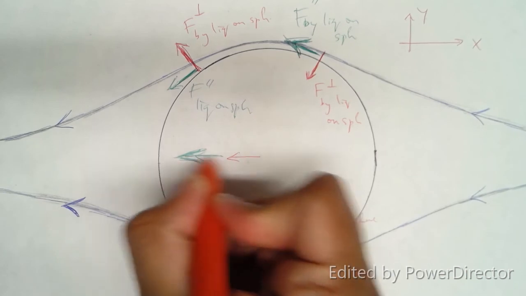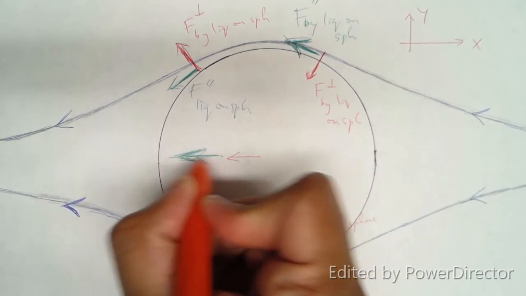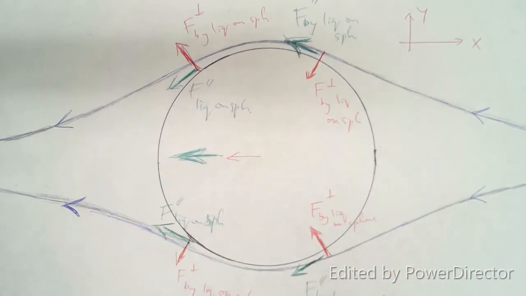And so both the pressure and the viscosity contribute. Actually, I believe the viscosity contributes more than the pressure, and they contribute in the negative x direction. And so they both contribute to this linear drag force on the sphere by the liquid.